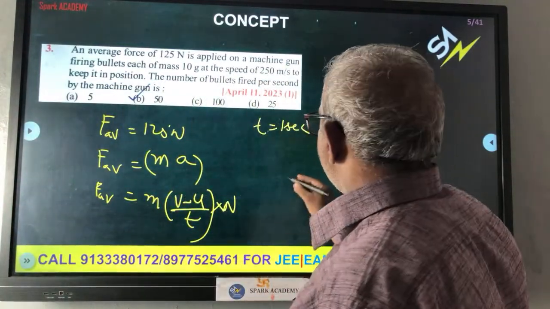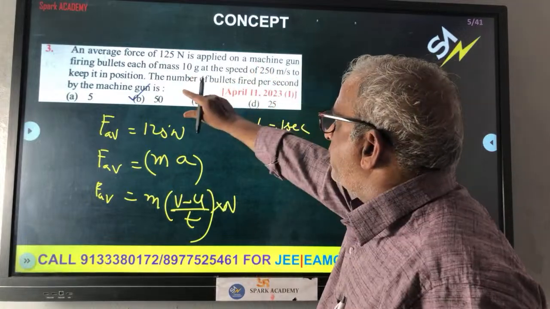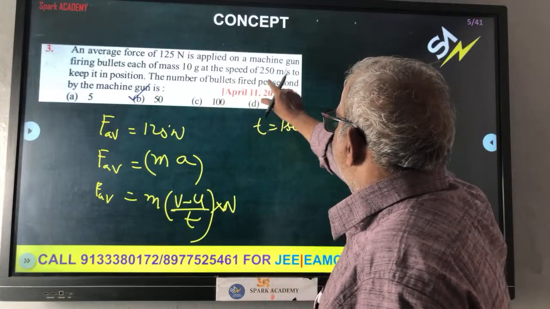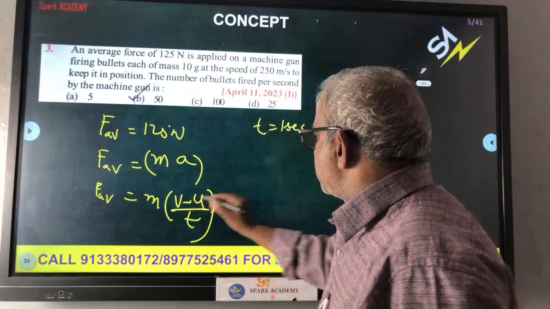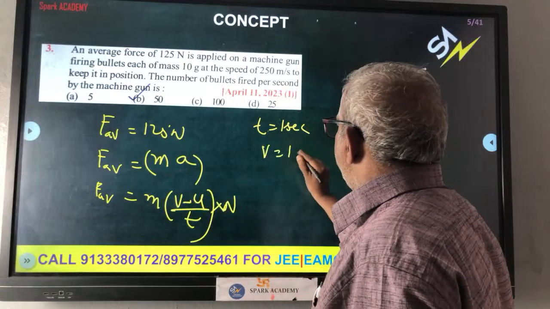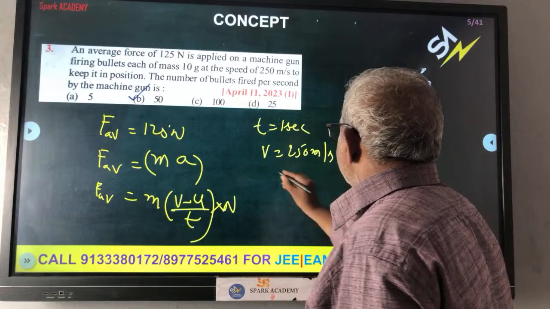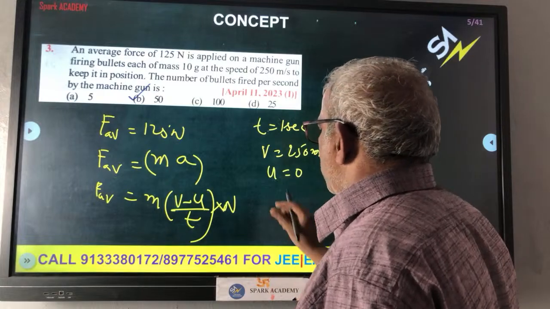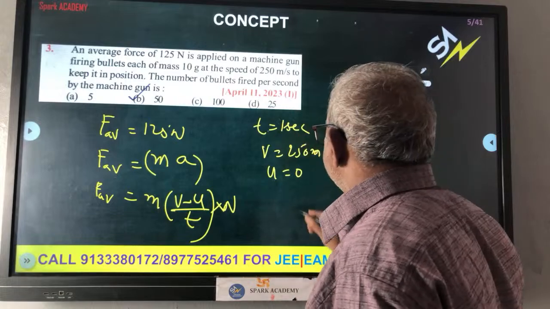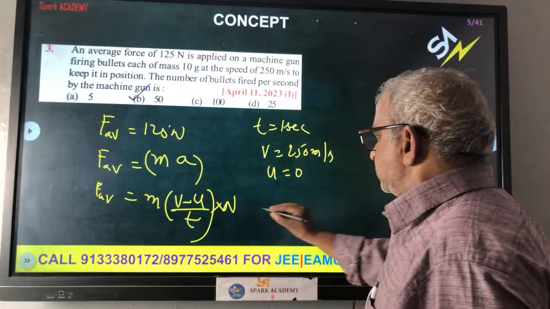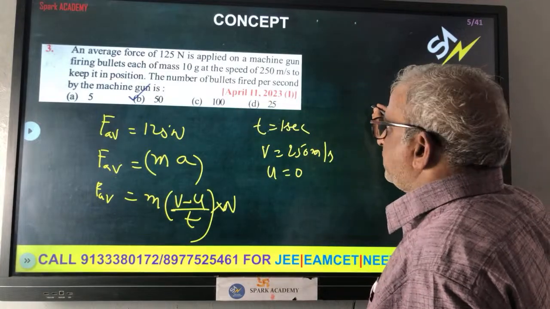The average force is 125 newtons, applied on a machine gun firing bullets each of mass 10 grams at a speed of 250 meters per second. That means the final speed is 250 per bullet. The initial speed is rest. The bullet starts from rest and comes out of the gun with a velocity of 250 meters per second. Time is 1 second. Force is given. Only the number of bullets is asked.